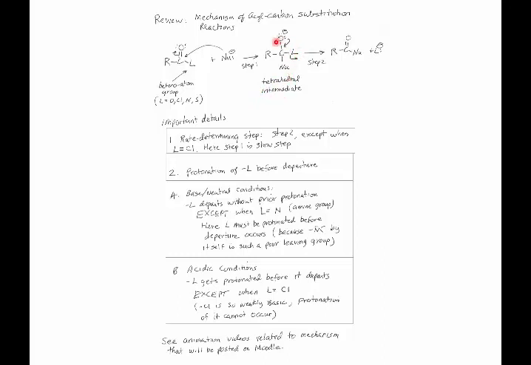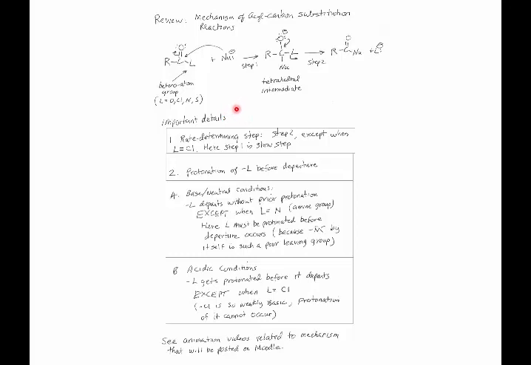Now, because this species that forms in step one is really an intermediate, we call it the tetrahedral intermediate, because when the carbon starts out, it's trigonal, and when the nucleophile attaches, it's got four bonds to it. It's a tetrahedral species. All right. Now some important details.